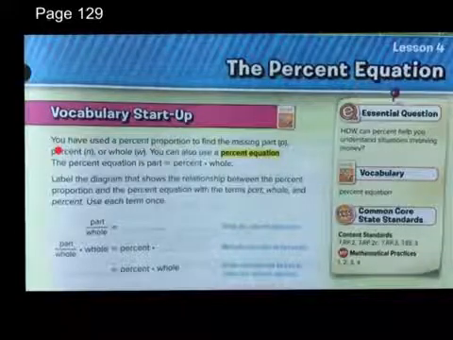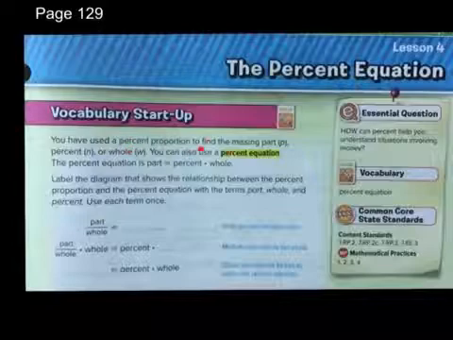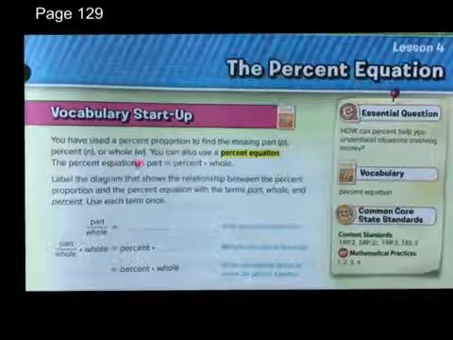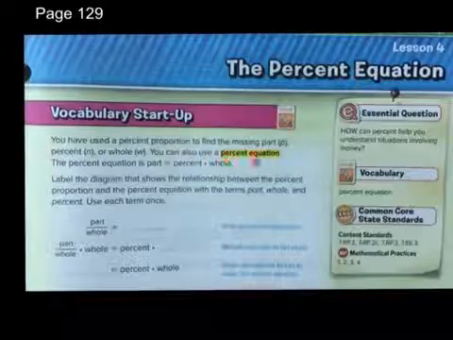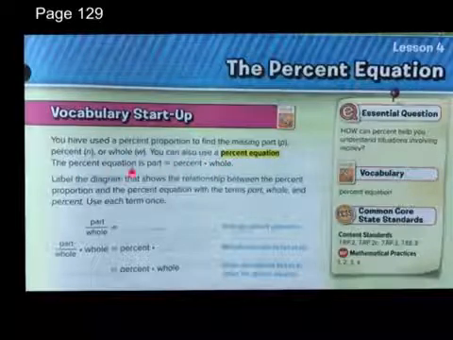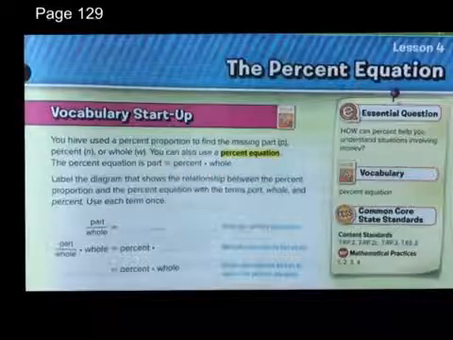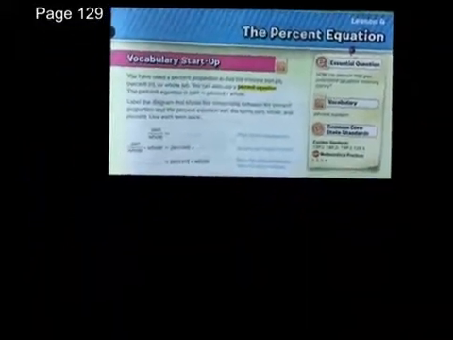Here we have to read this. You have used a percent proportion to find the missing part, P, percent, N, or whole, W. You can also use a percent equation. The percent equation is part equals percent times a whole. What they mean by this, boys and girls, is the following.